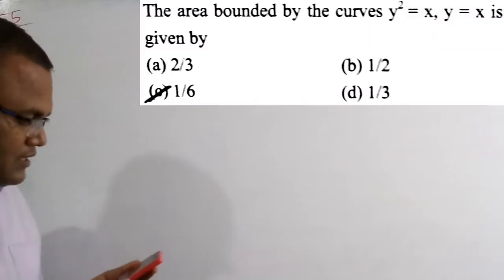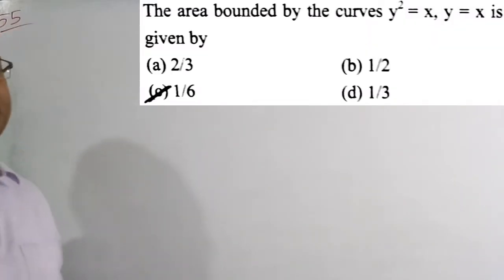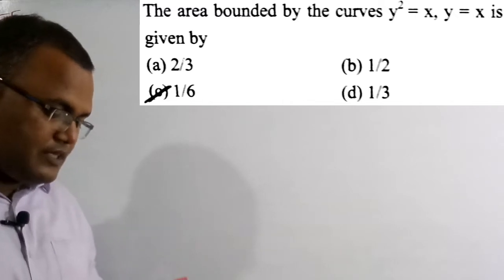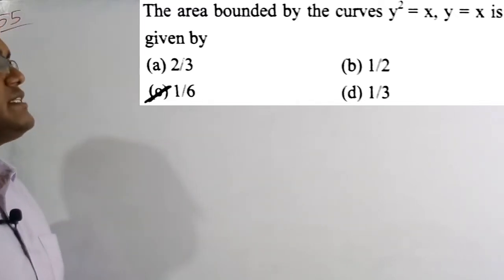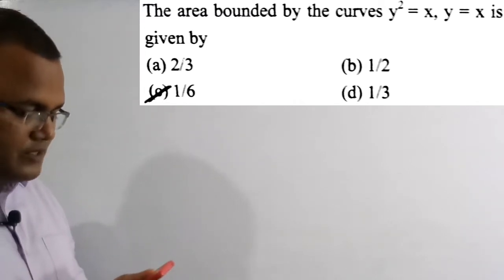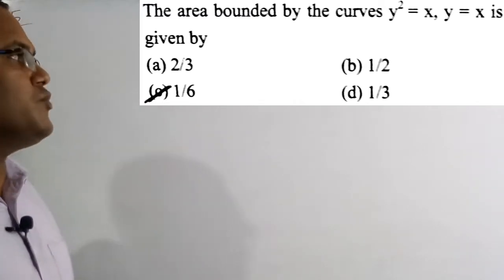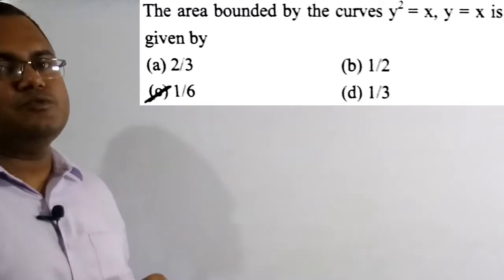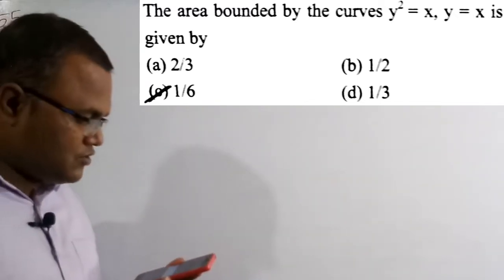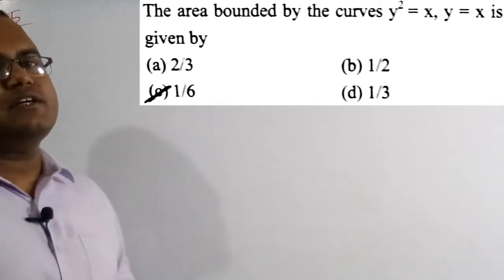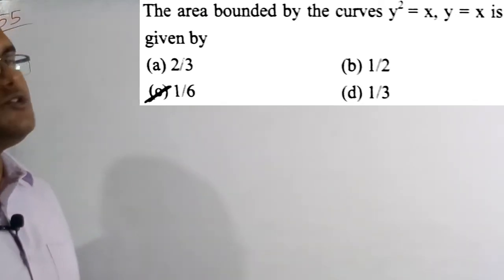So now we are going to solve the 50th question. See the question here. The area bounded by the curves y square is equal to x and y is equal to x. What is the area bounded by these two curves? Of these four options, option C, 1 by 6, is the correct solution of this question. So let's solve this numerical.